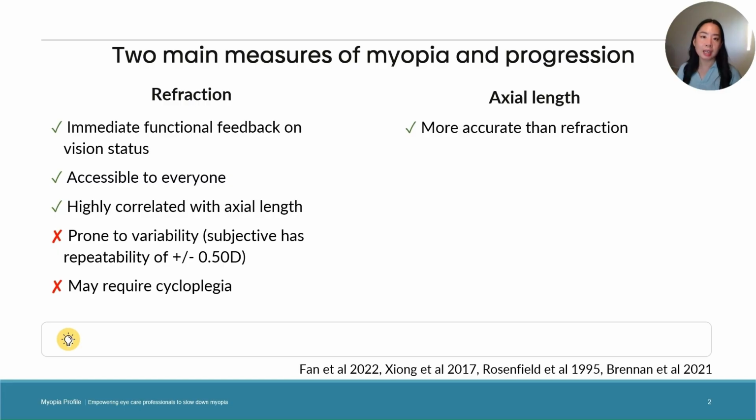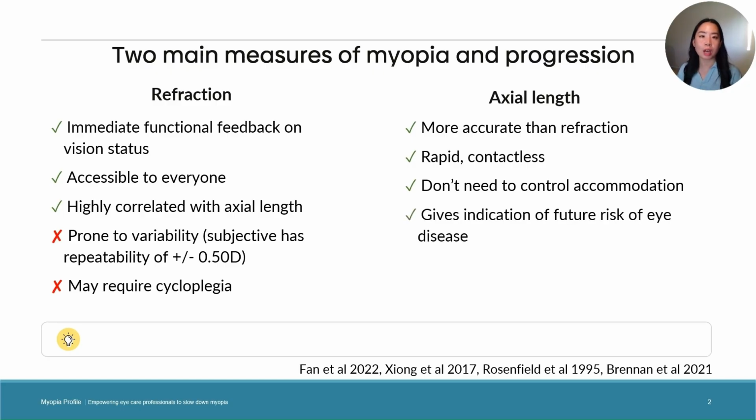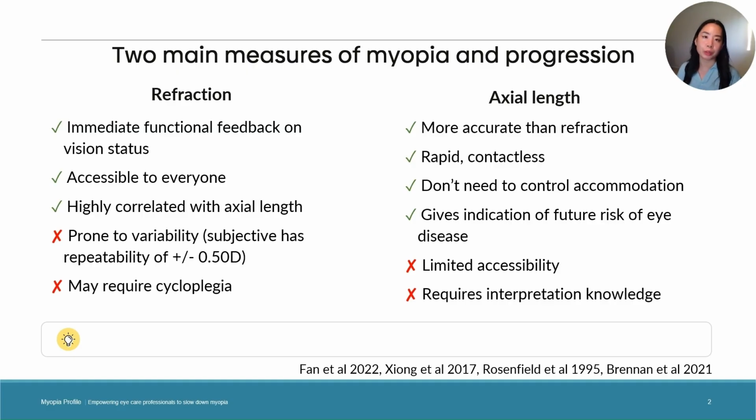Axial length, on the other hand, is very accurate, it's very repeatable. It also has the advantages of being rapid and contactless. Cycloplegia isn't required, and it does give an indication of future risk of sight-threatening eye conditions, which arguably is the most important aspect of myopia management. You do require an optical biometer though, which may not be accessible to everyone. It does require you understand how to interpret axial length data as well.